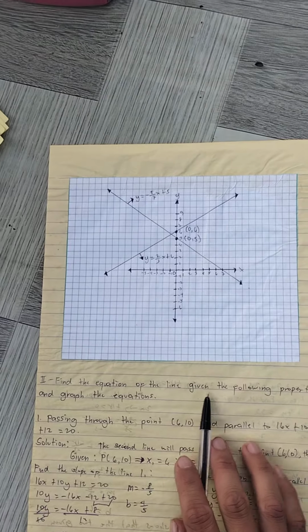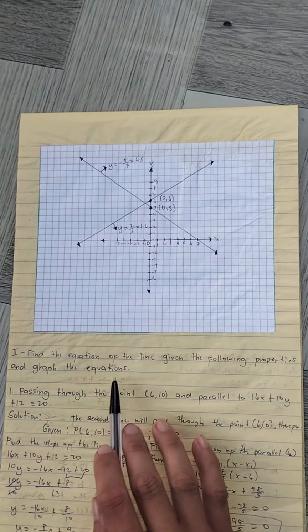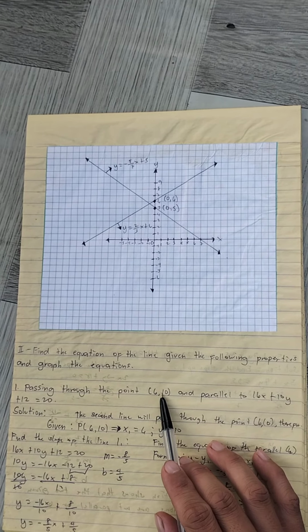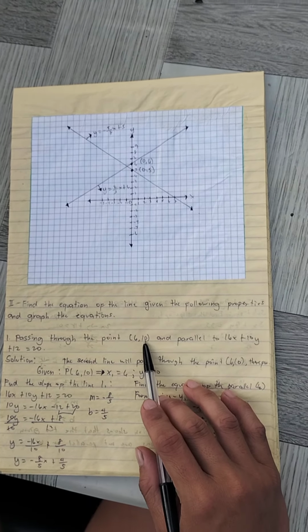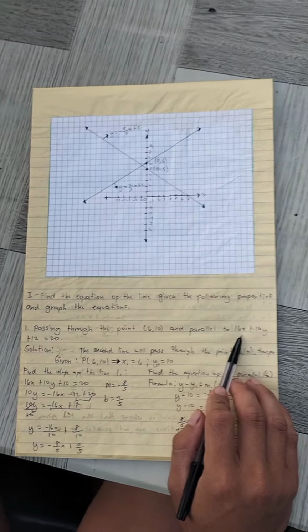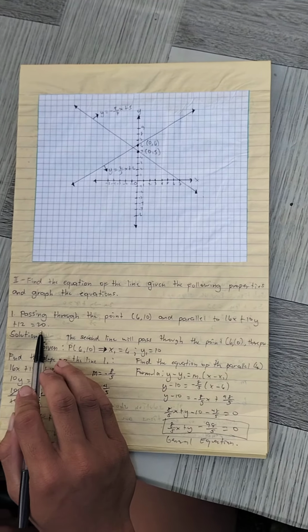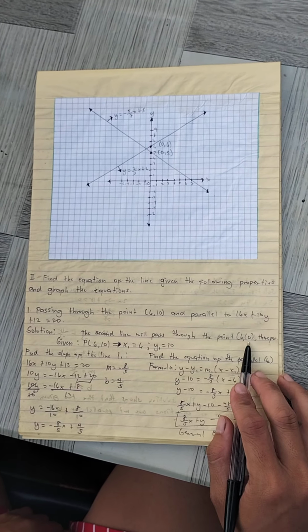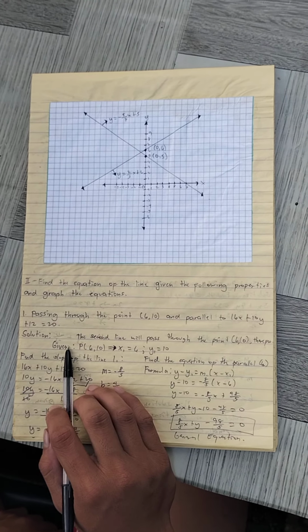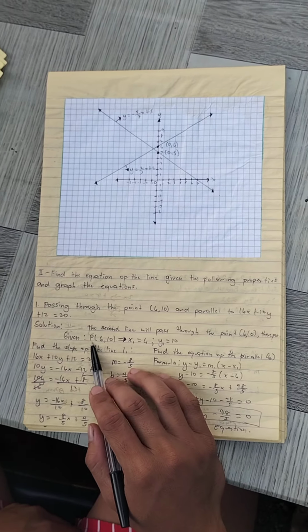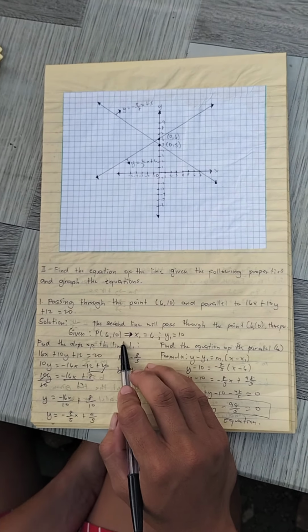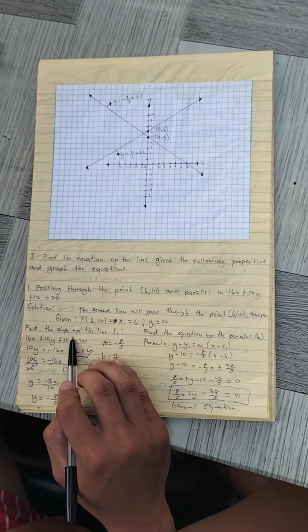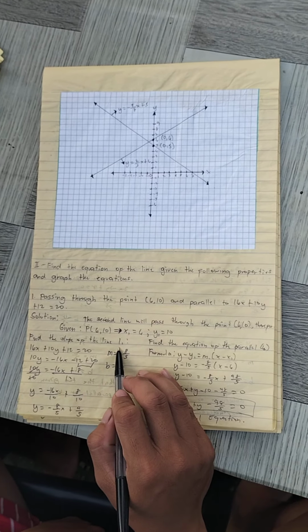Find the equation of the line given the following properties in the graph equation. Passing through the point of 6 and 10 and parallel to the 6x plus 10y plus 12 is equal to 20. Solution. The second line will pass through the point of 6 and 10. Therefore, the given is the ordered pair of 6 and 10. So x sub 1 is 6 and y sub 1 is 10. Find the slope of the first line.